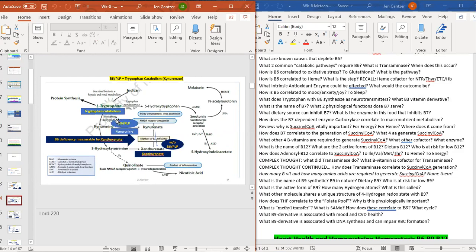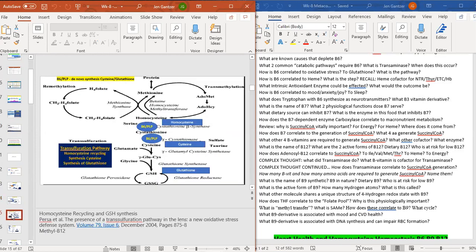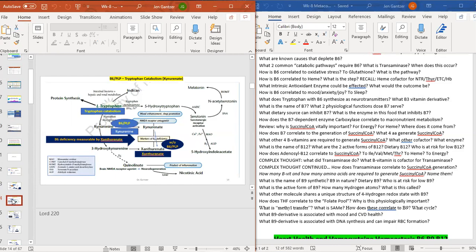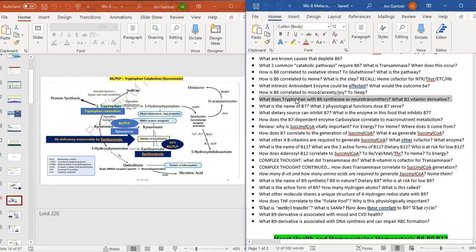However, the reason that we want to have kynurenine is because we can actually generate the important B vitamin derivative, nicotinic acid. So tryptophan is able to undergo de novo synthesis. If we have enough B6, we can generate the very important reducing agent B vitamin derivative B3, as nicotinic acid. That could be a board's question. Tryptophan can synthesize the B vitamin nicotinic acid. I'm testing you to know it's B6. They would not. Okay, so what is the name of B7?